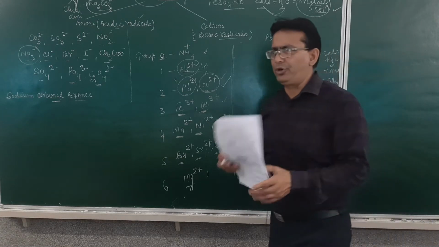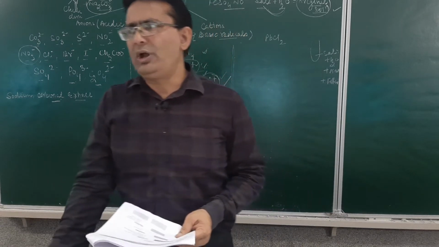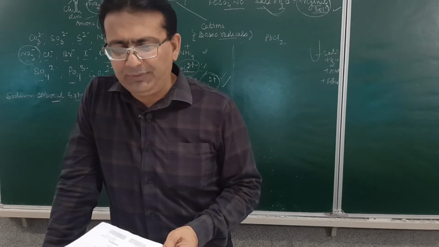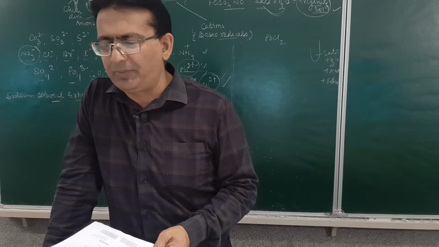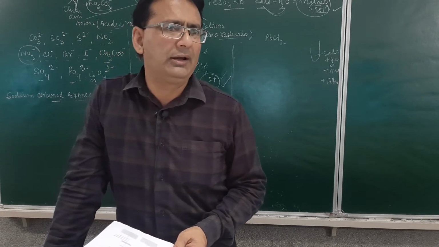The identification of a cation is to be done. Student, in the identification of a cation, you have to follow 4 steps. I am reading from your study material. The sequence of various steps involved in the systematic analysis of basic radicals is as follows. Number 1 is the preparation of the original solution.